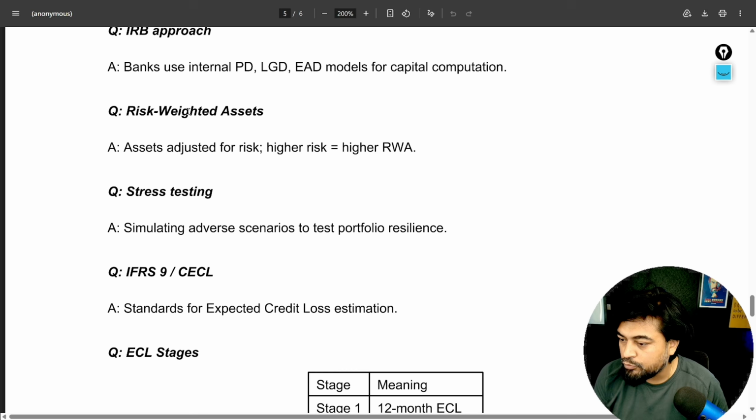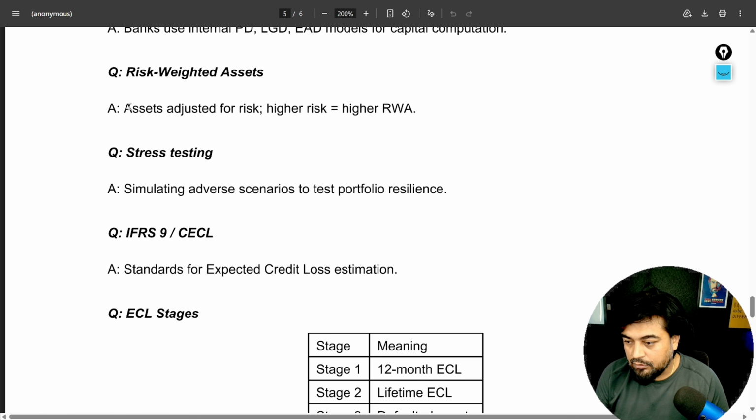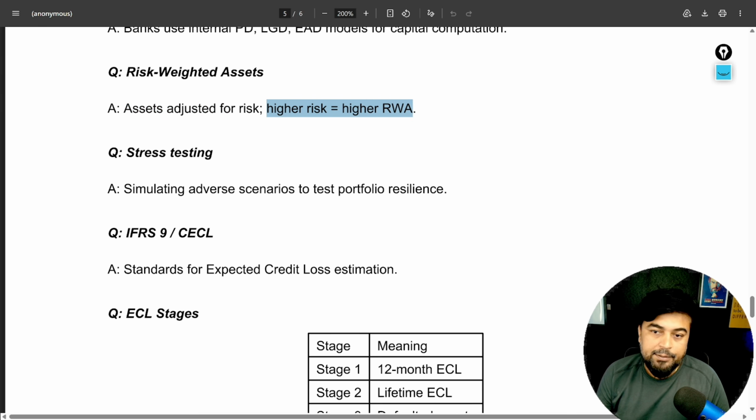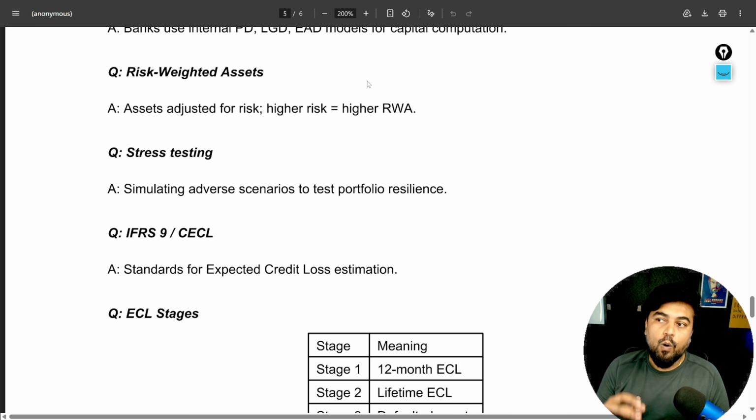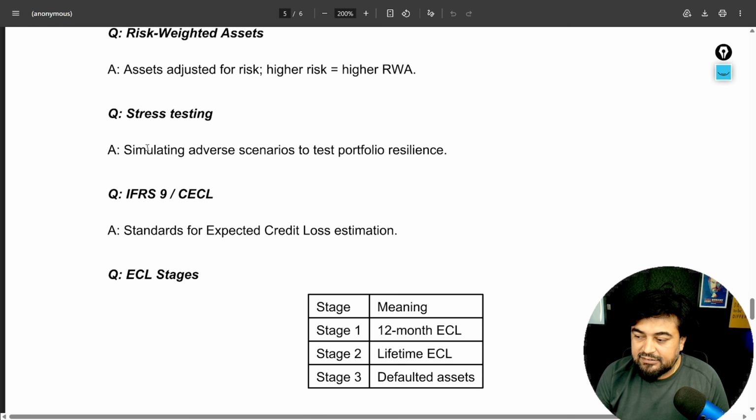Okay. Now let's move on to the next one, risk weighted assets. So assets are adjusted for risk. The higher the risk, the higher the RWA. In a bank, RWA calculation is a very big aspect. So if somebody asks you what is RWA, you can say all those assets of the bank which are associated with risk are known as risk weighted assets. What is stress testing? So basically it simulates adverse scenarios to test portfolio resilience. What is a portfolio? Portfolio means like home loans. Okay.